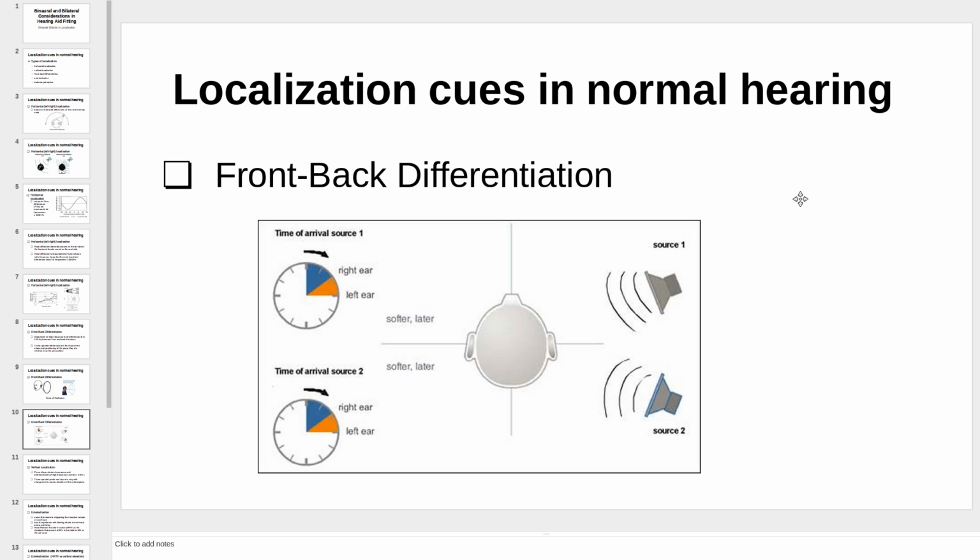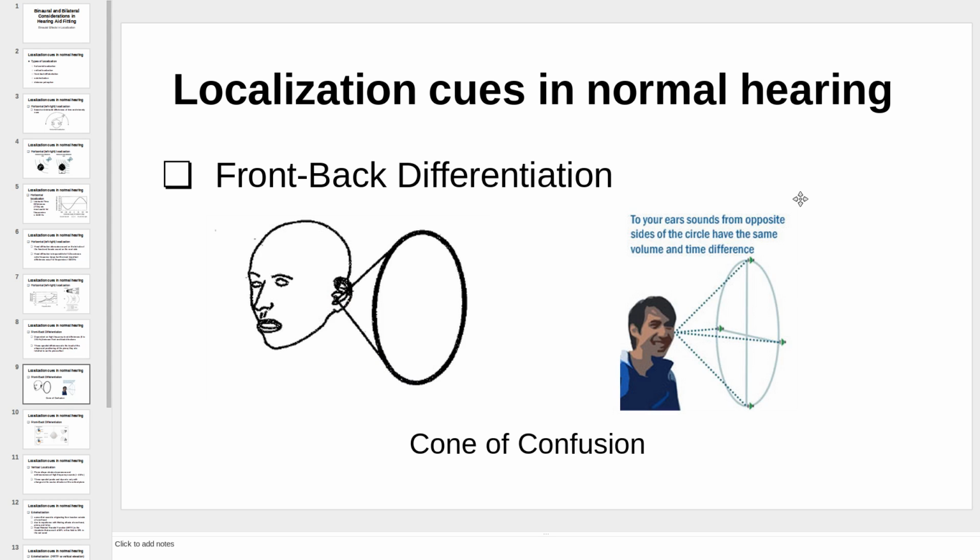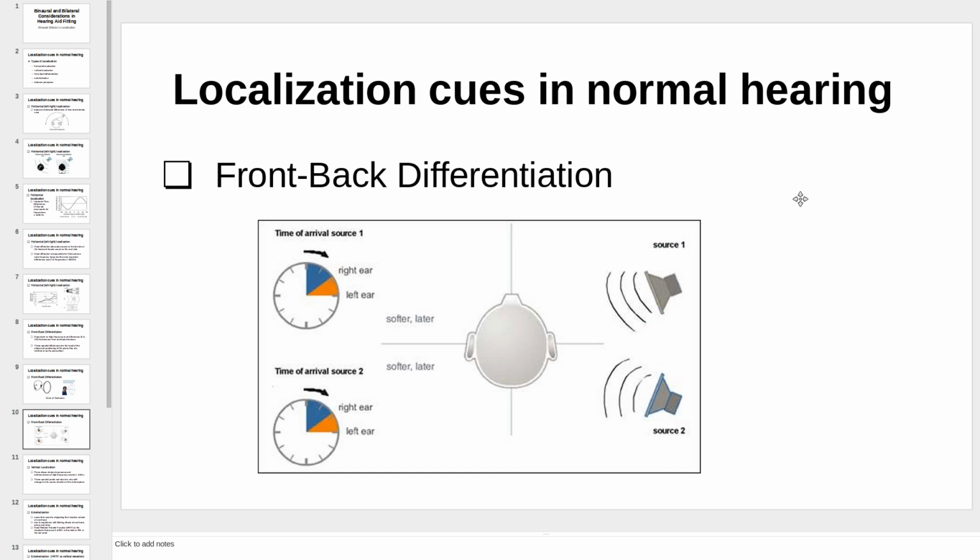Hopefully that helps you better understand the idea behind the cone of confusion, where there are certain areas to the right and left of us where we're not going to be able to easily discriminate front versus back.